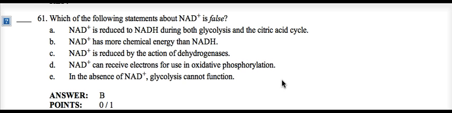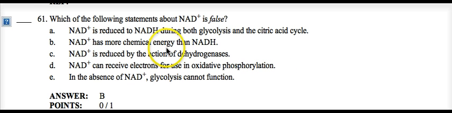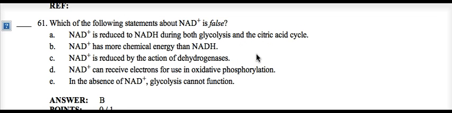All right, so the answer is B. NAD plus has more chemical energy than NADH. Given that I thought they were asking which is true, I was very confused, because of course NADH has a lot more energy than NAD plus, because the whole point of this molecule is to carry high energy electrons around to needed places for reactions. So once it's NADH, it's like one of those piggy banks. It's a hot ticket. It's got a lot more energy than NAD plus.